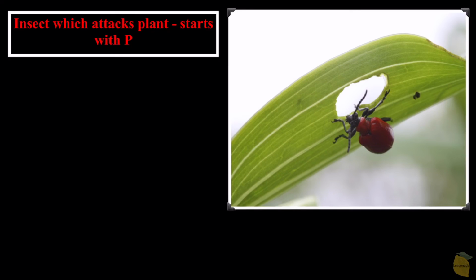Insect which attacks plants starts with P. In this picture, we can see an insect that's attacking a plant. So the word is pest.